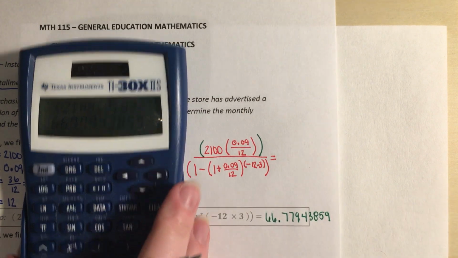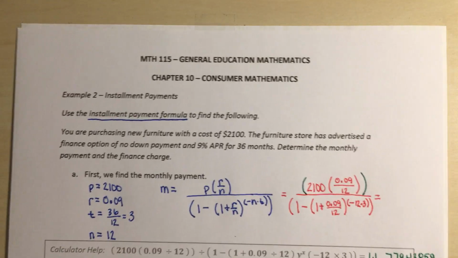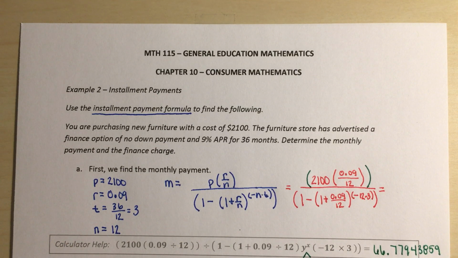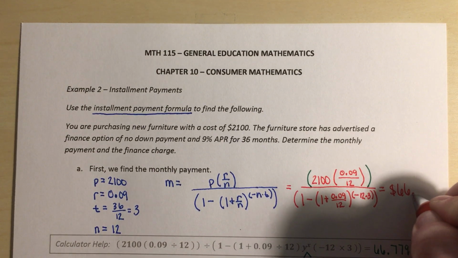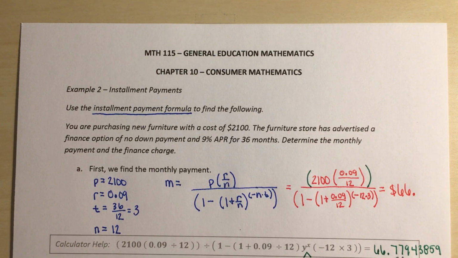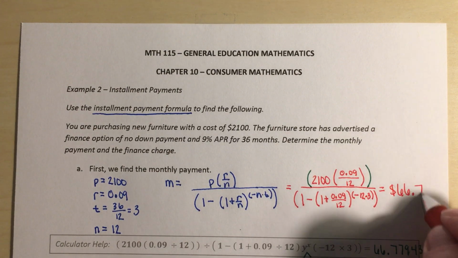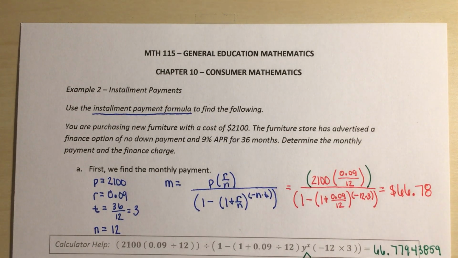66.77943859. Again, we're thinking money. So we don't want a zillion decimal places like we have here. A zillion isn't really a number, but just for emphasis, we want to cut this off. So we're going to keep our $66, and we're going to round this. That 9 is going to make that 7 go up. So we have $66.78.